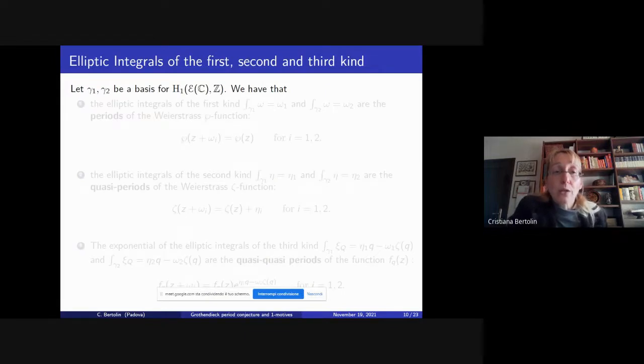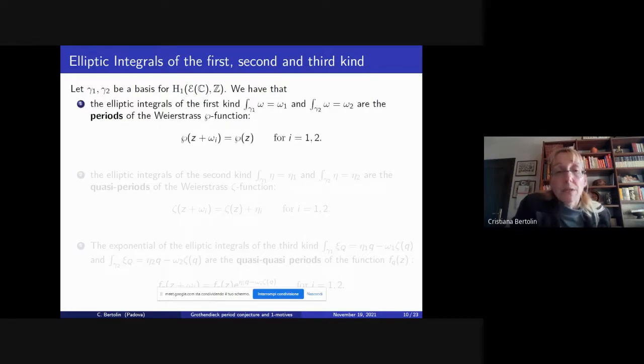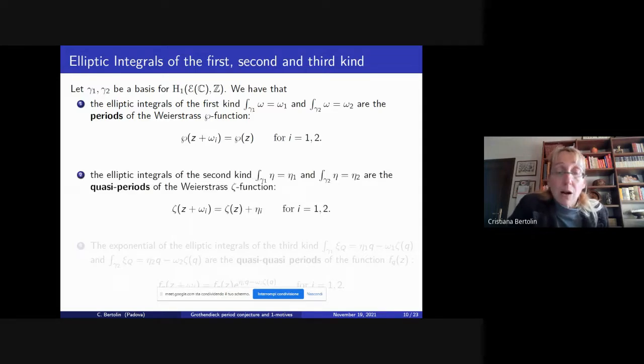Now if we choose two paths on our elliptic curve, we have, this is well known, the elliptic integrals of the first kind that we write down omega 1 and omega 2. And we know that these are the periods of the Weierstrass P function. P of z plus omega i is just P of z. Then the elliptic integrals of second kind, which we normally call eta 1 and eta 2, are the quasi-periods of the zeta function. So zeta of z plus omega i is zeta of z plus eta i.